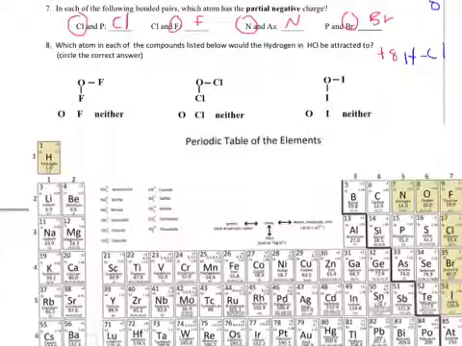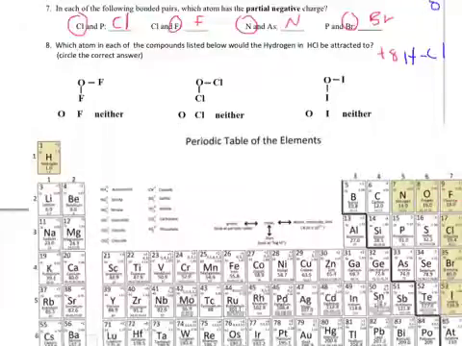And what that means then is it's going to be attracted to things that have a negative or partial negative charge. So now what we have to do is, in each of these cases, we have to see between oxygen and fluorine, oxygen and chlorine, oxygen and iodine, are there partial charges. So let's start off with oxygen and fluorine. Oxygen has an electronegativity of 3.44. Fluorine has an electronegativity of 3.98.